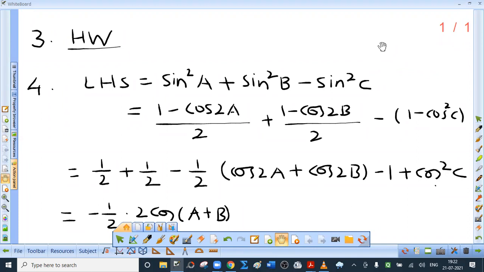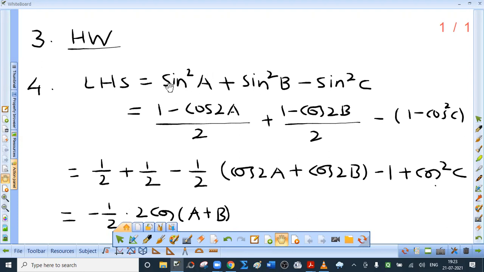Now, sum number 4. Please check the sum. I think in the textbook, it is not given correctly. Fourth sum, prove that sine square A plus sine square B minus sine square C equal to 2 sine A sine B cos C. Okay. Now, what is sine square A? 1 minus cos 2A upon 2. Please do not ask why. And if you do not understand this, means you haven't done that formulae part.